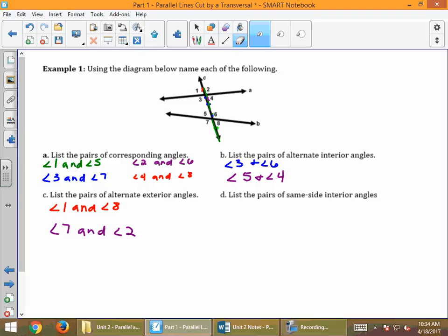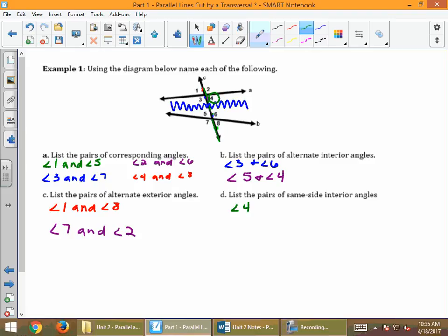Okay. So D says list the pairs of same side interior angles. That means they're inside and on the same side of the transversal. So remember, this part right here is the inside in between the two lines. So pick any angle that's inside. I'm going to pick angle 4. It doesn't matter which one you start with.